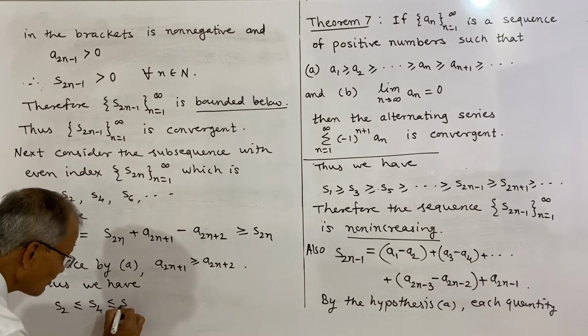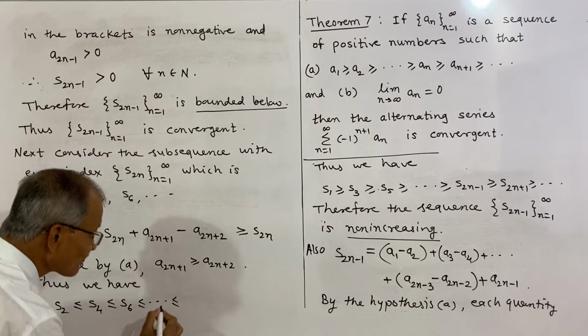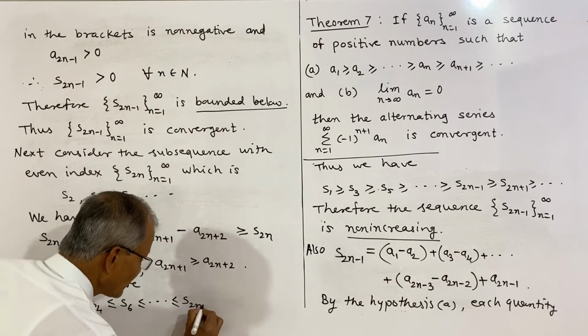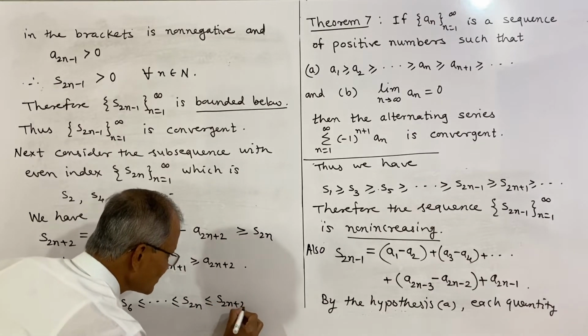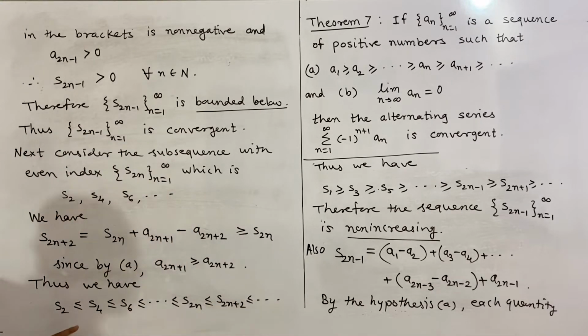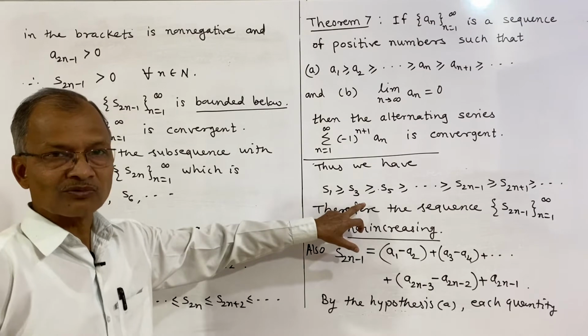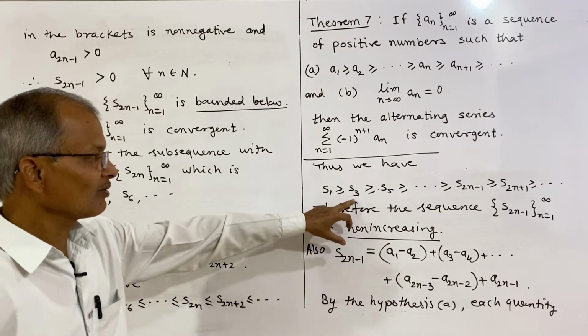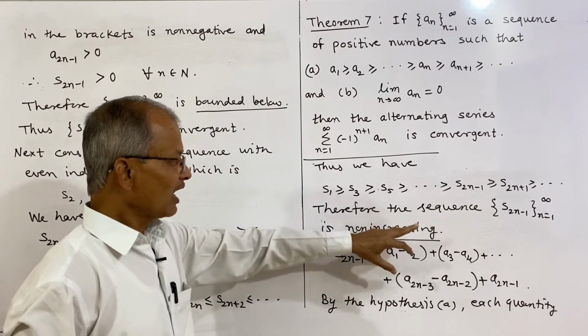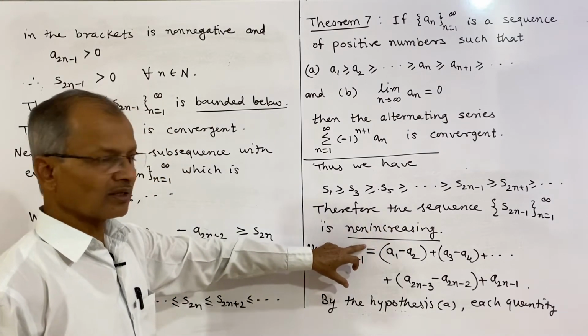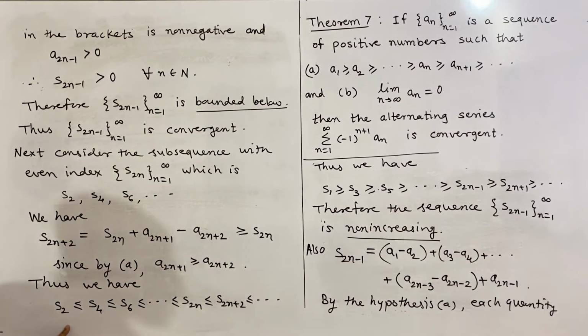S4 is less than or equal to S6, and in general S2n is less than or equal to S2n plus 2, and so on. So this is the relation that we have obtained. Now what about this subsequence S2n, whether increasing or decreasing? So here the terms are increasing, and that means this is a non-decreasing sequence. See, what about the earlier sequence? We have the relation like this: S1 is greater than or equal to S3 is greater than or equal to S5, and we have written the sequence is non-increasing, and this sequence is non-decreasing.